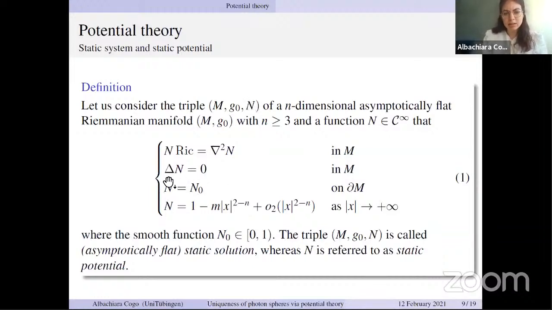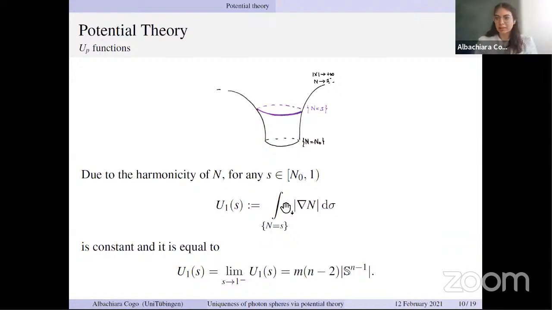And then we take this smooth function n such that at the boundary of M it attains this value n0 between 0 and 1. And at infinity it behaves like this, so it goes to 1. And the first approximation is given by this m, which is called mass parameter, and actually corresponds to the ADM mass of this system.